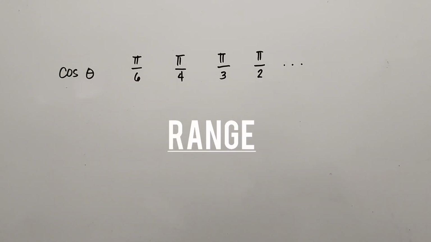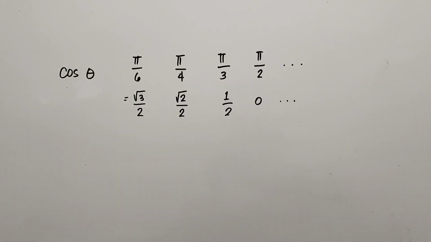On the other hand, the range of the function is the set of all the possible values of the dependent variable, which is the value of the circular function. For example, for cos pi over 6 rad, that is equal to square root of 3 over 2. For pi over 4, square root of 2 over 2. For pi over 3, we have 1/2, and for pi over 2, we have 0, and so on. These are only a portion of all the possible values of the circular function. Range is the collection of all those values.